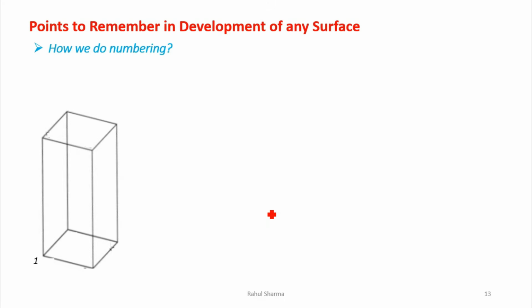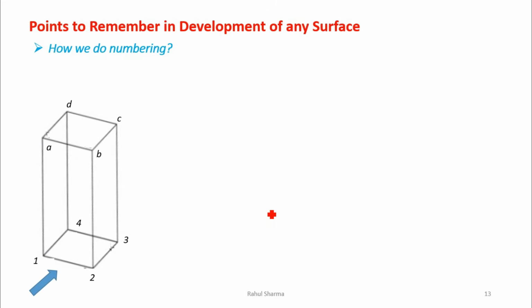Now this rectangular prism has the base corners 1 2 3 4. Remember that we always give the numbering to the base or top corners only. So let's say this rectangular prism has 1 2 3 4 numerals at the base, and it has A B C D alphabets at the top.